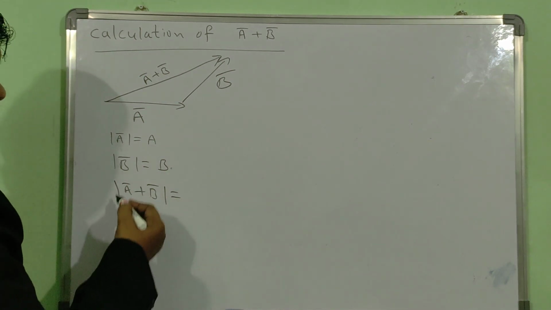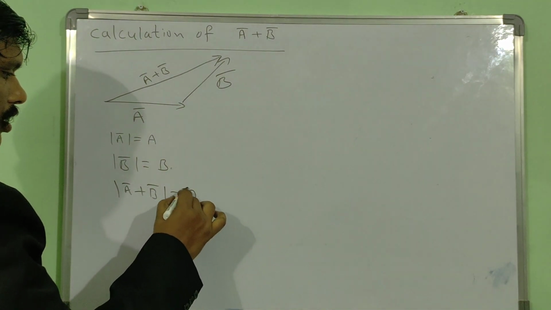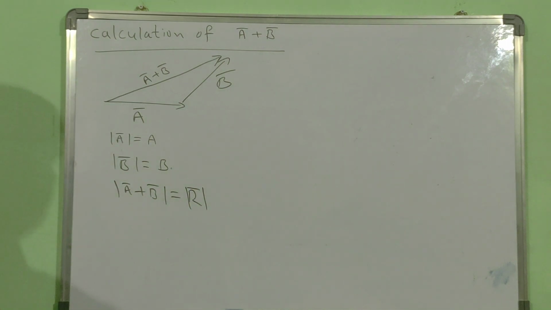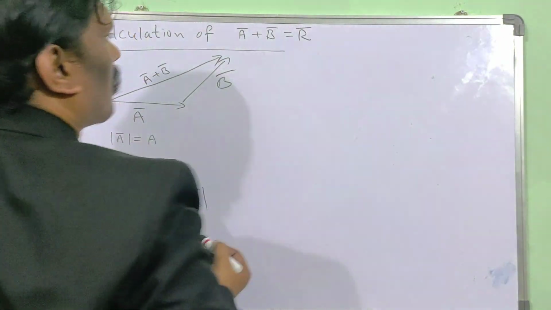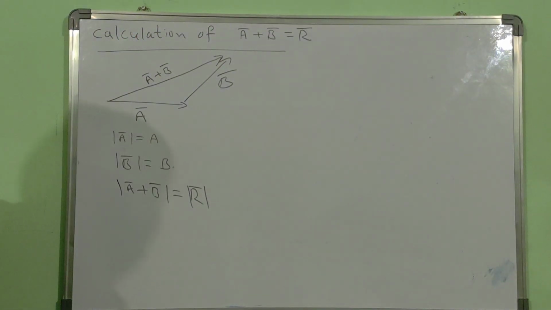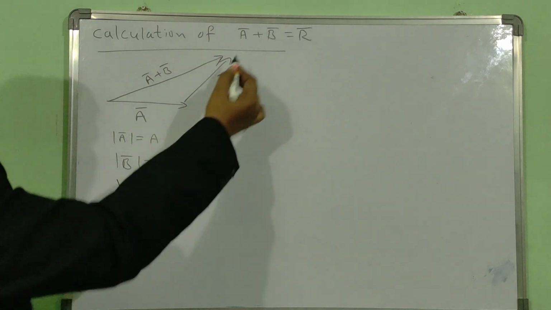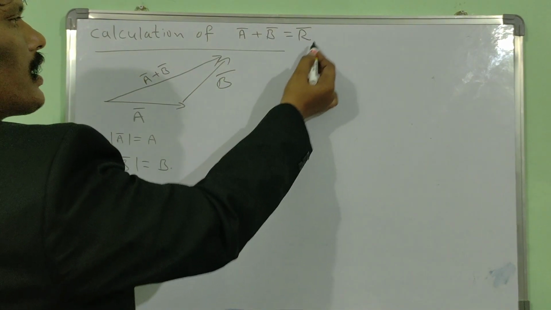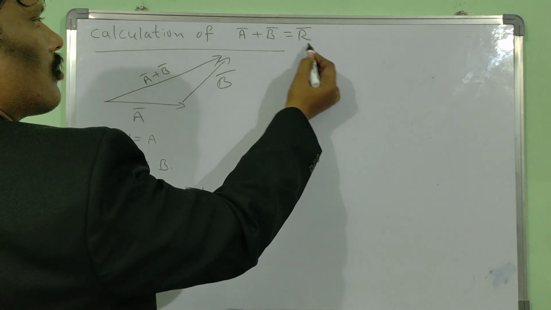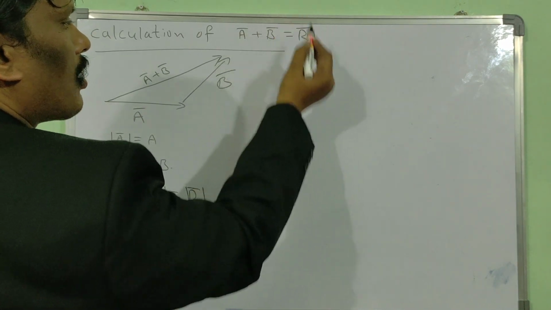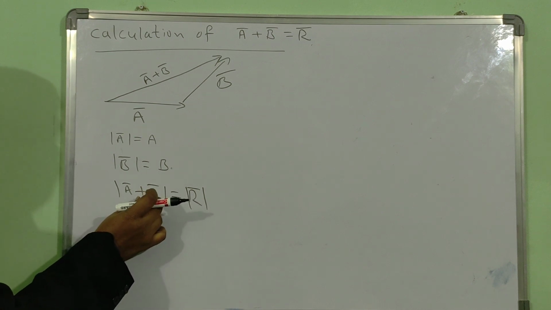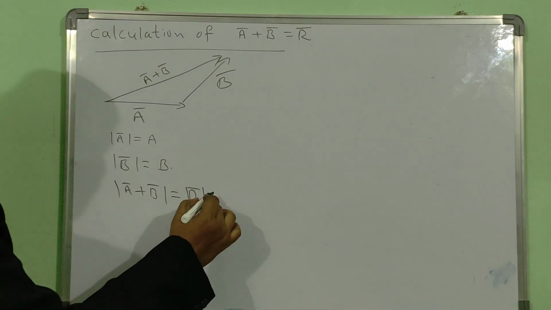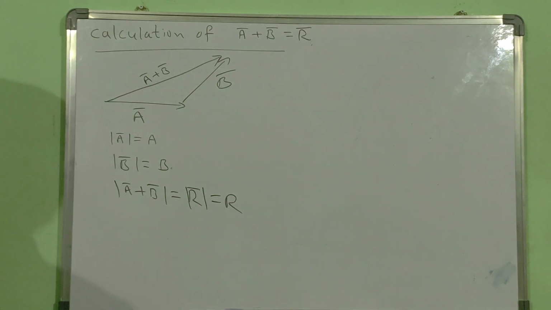That is, I am going to consider one resultant vector, A bar plus B bar. This is nothing but the resultant of those two vectors. That is, I am going to consider R bar. Then mod A bar plus B bar I consider as the resultant vector R bar. Why? Because A bar plus B bar will give a vector only. R bar is the resultant vector. Then modulus of A bar plus B bar is nothing but modulus of R bar. That is nothing but R.